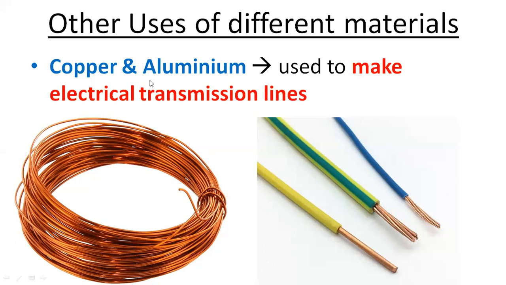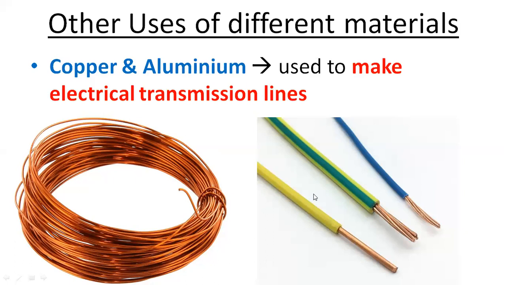Either it is made up of copper or it is made up of aluminium, because these two elements are very conductive while we are using them. So hence these metals are used for electrical transmission lines. Now one of the examples which we are going to see is copper. So copper is used. This is the picture I'm showing you.